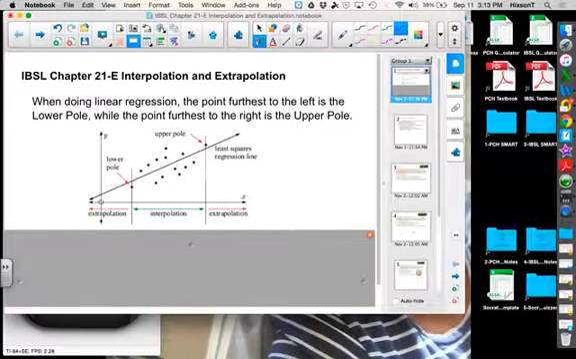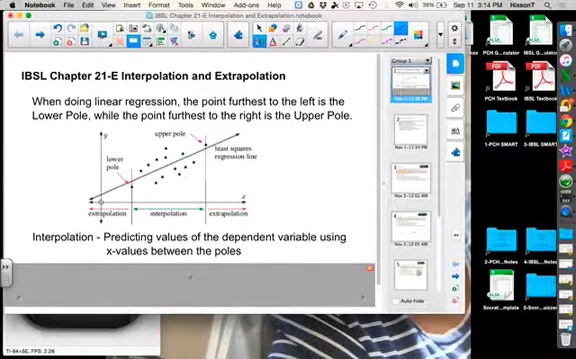Now, you can see here, we have the scatter plot, we have the least squares regression line. All of our other data is between the poles. Okay? As you can see from this diagram, interpolation deals with things that are between your poles, or within your data, we could say. Specifically, interpolation predicts the values of the dependent variable using x values, or values of our independent variable, that are between the poles. Okay?